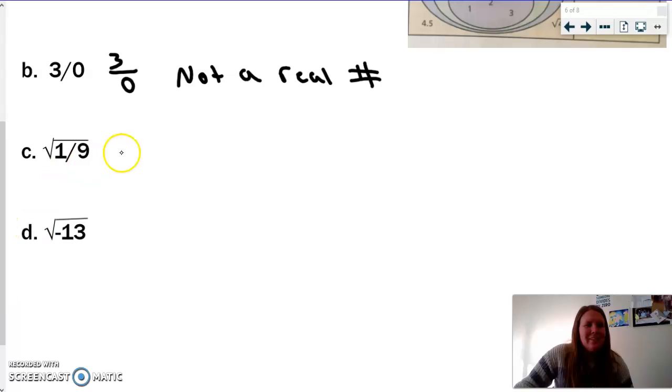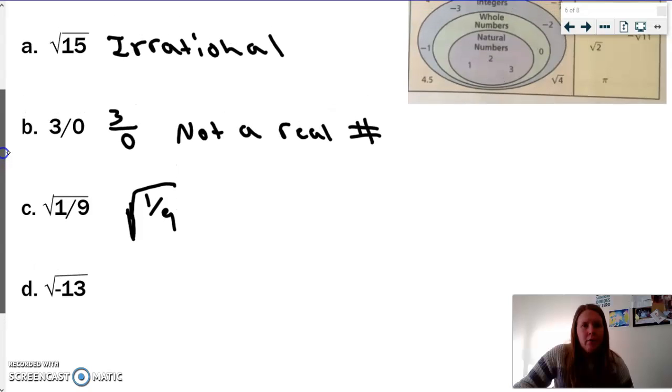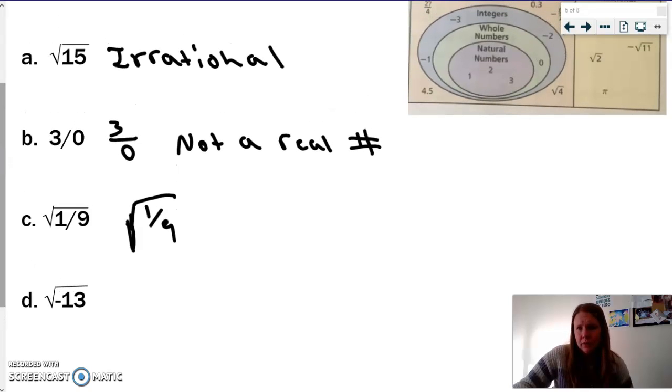All right, so this next one, I would also rewrite this a little bit, is 1 out of 9. So it's a fraction within your square root bar, okay? So I'm taking the square root of 1/9. Well, it's not a perfect square.